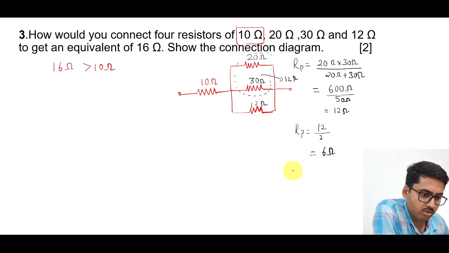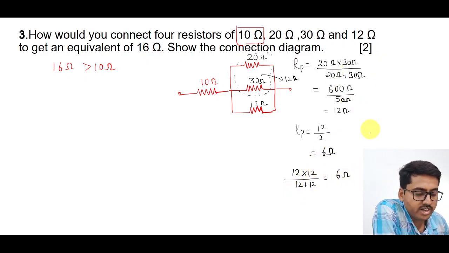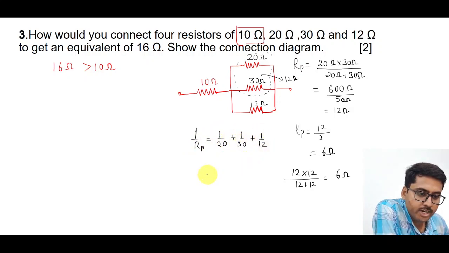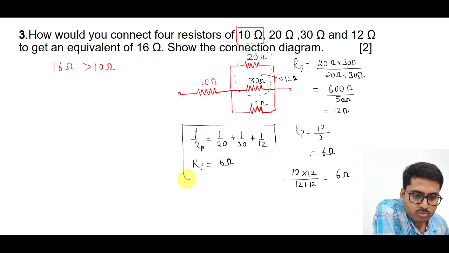You can try the calculation like this: 12 into 12 divided by 12 plus 12. That will come as 6. In case you don't remember these formulas, you can also try 1 by Rp is equal to 1 by 20 plus 1 by 30 plus 1 by 12. You'll get the same answer. Rp will come as 6 ohm. So this is the basic formula, and if you have learned these formulas, you can even apply these.